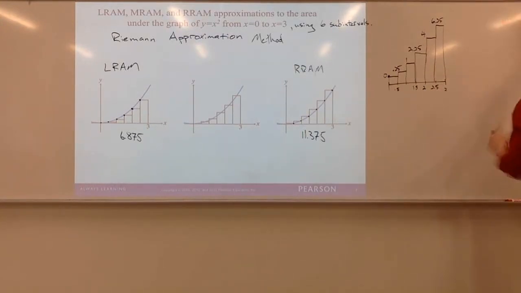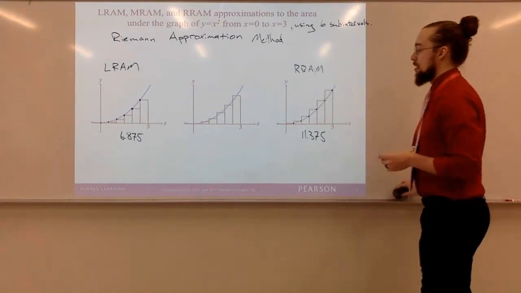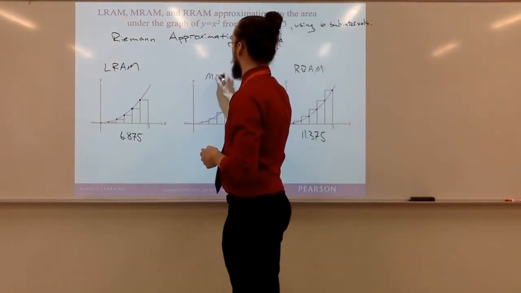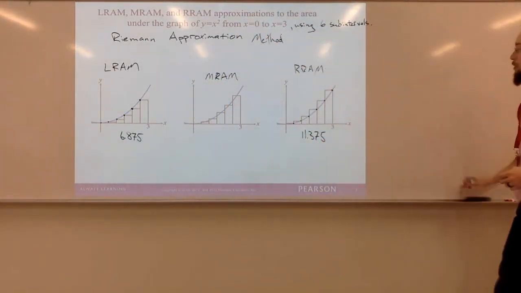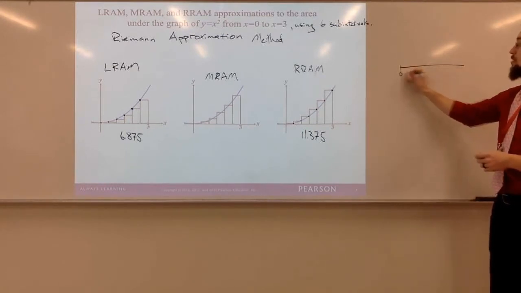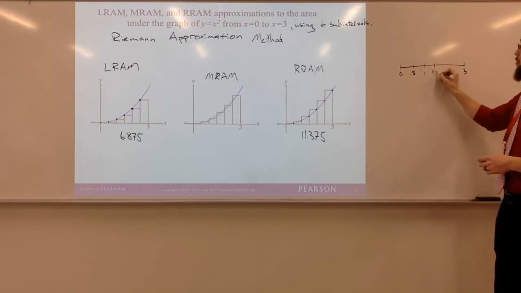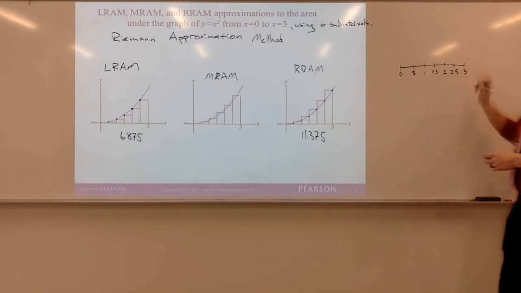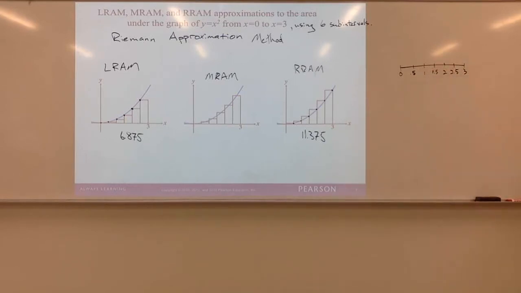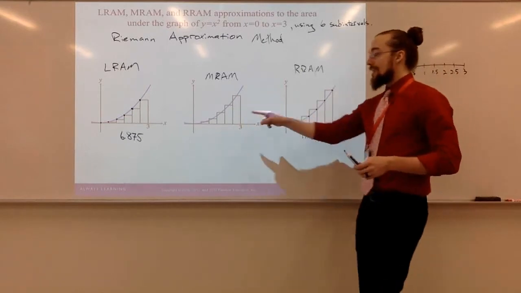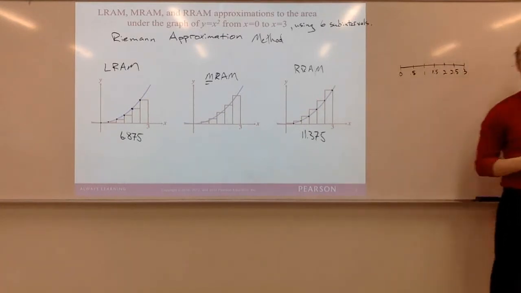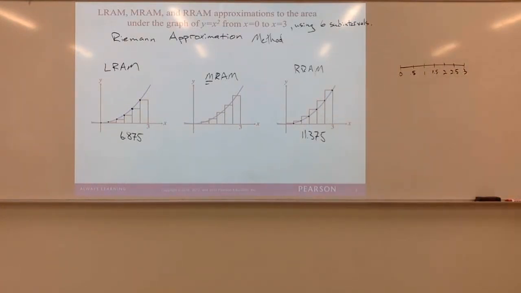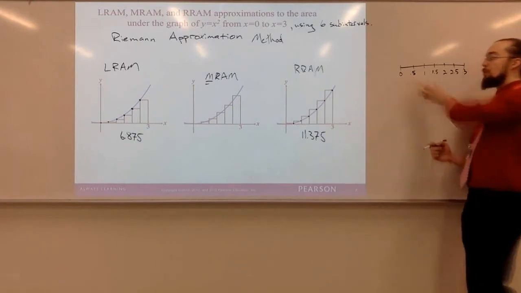So MRAM, pretty similar. Okay, I'm still splitting this up the same way. If I want to go from 0 to 3 using 6 subintervals, so I'm splitting this up 0.5, 1, 1.5, 2, 2.5. So these are my 6 rectangles. But now, the heights of each of the rectangles are going to be determined by the midpoint. So my first rectangle goes from 0 to 0.5.